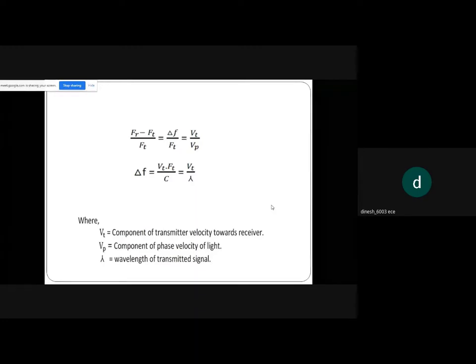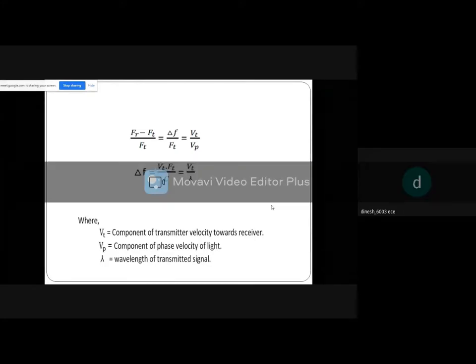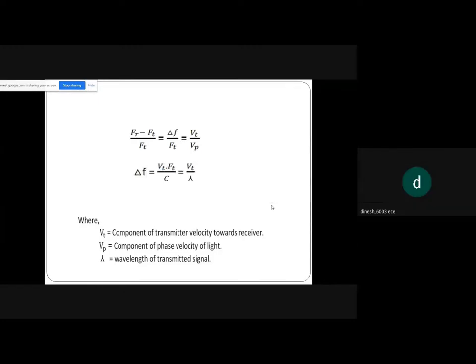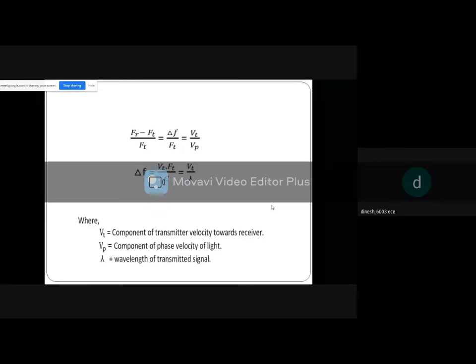So del F will be VT FT divided by C, the phase velocity, right? So FT by C is 1 by lambda. Lambda is equal to C by F. So substitute that, and we get the Doppler shift del F.